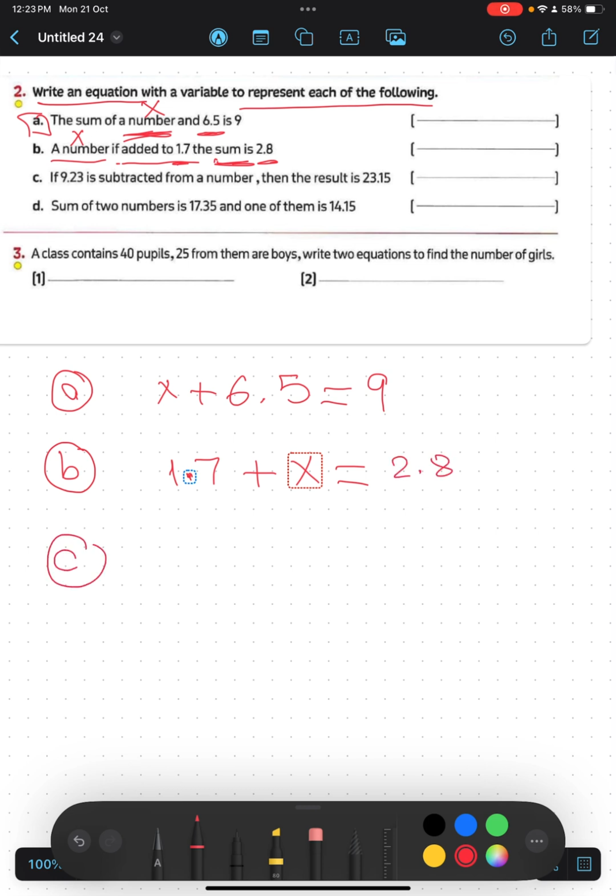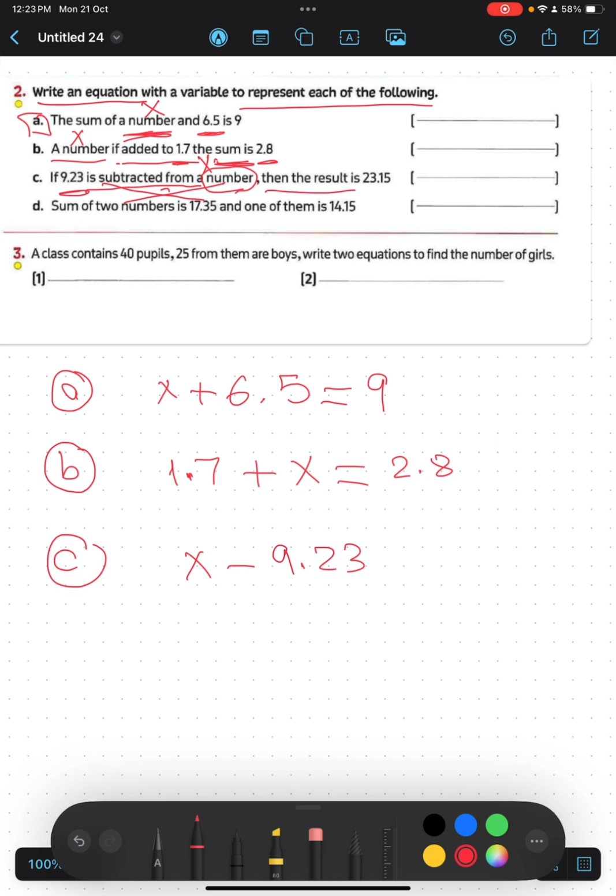طيب letter C. If 9.23 is subtracted from a number. لما يقول لي subtracted from يبقى أنا هعمل change. يعني ايه هعمل change؟ يعني الفيرست هيبقى السكند والسكند هيبقى الفيرست وهنا ماينس. النمبر ده name x مثلا، فأنا هجيب الx هي الفيرست ماينس النمبر ده هيكون السكند.